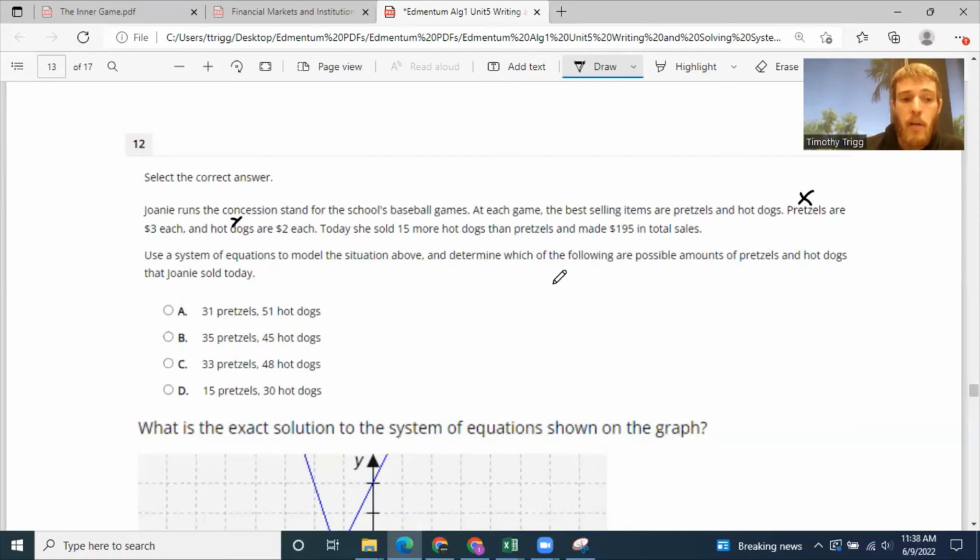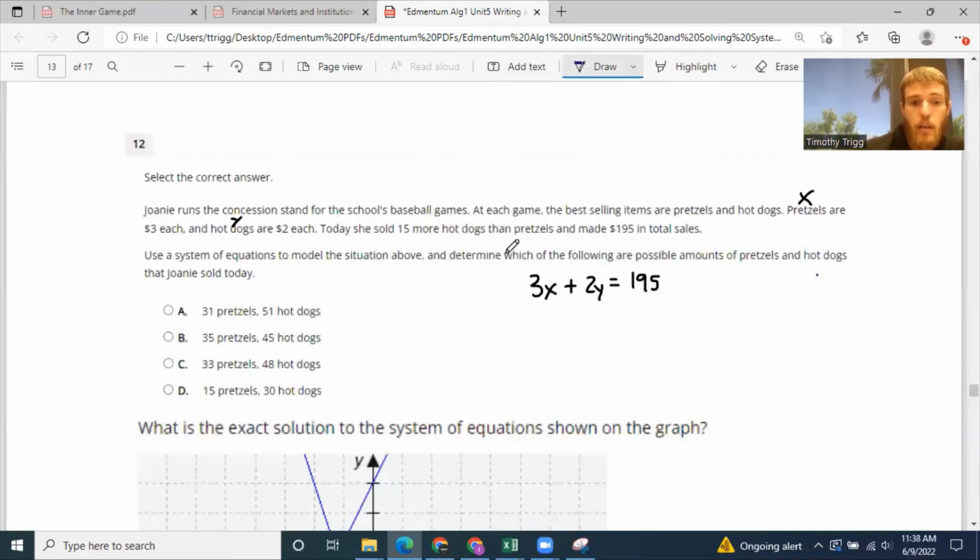So for the pretzels, she's selling them for $3 each. So $3 times the number of pretzels, plus the hot dogs she's selling for $2 each. So what do you suppose I should write? Well, 2y. This will give you the total amount of money she brought in, the revenue. In this case, it's saying the revenue was $195. So that's our first equation in the system.